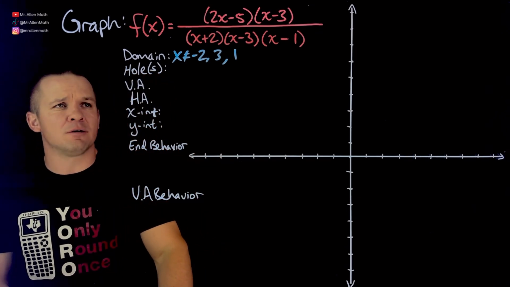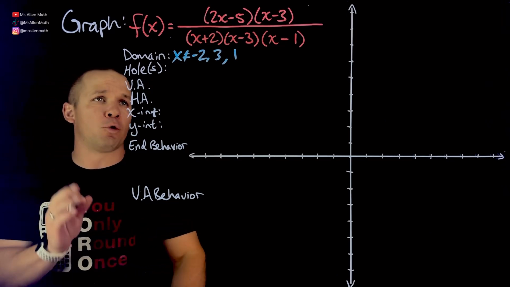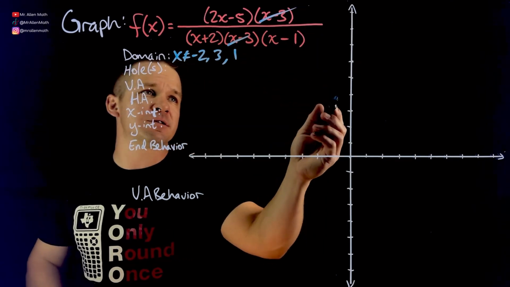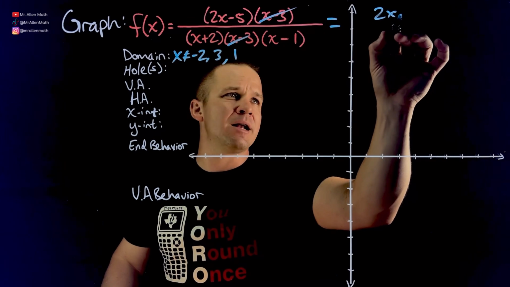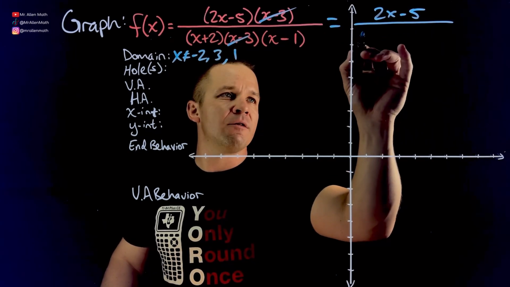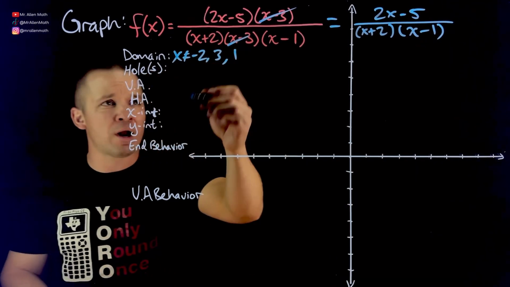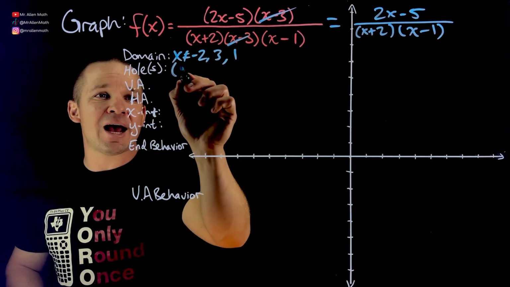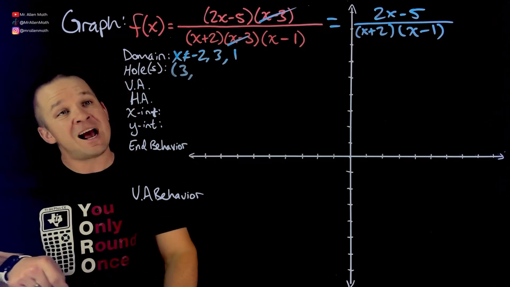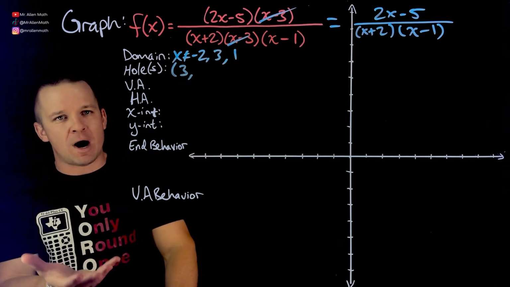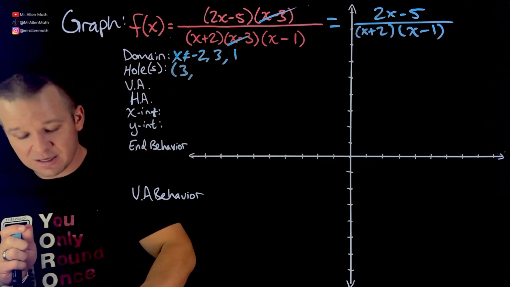Holes. Do we have any holes here? Well, holes, aka removable discontinuity, would be the more formal math word, or what we remove. So if I cancel something out, and I'm going to rewrite this in a simplified form here, 2x minus 5 over x plus 2, x minus 1 left. What I remove would give me the x coordinate of the hole. Note that I said x coordinate of the hole. So I have a hole at x equals 3, but what's my y coordinate? Well, how do I figure that out? How about I plug back in and evaluate?